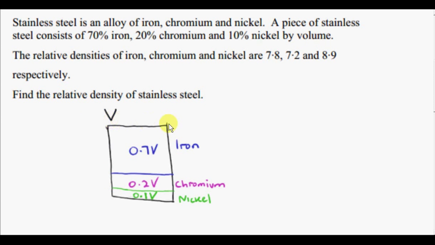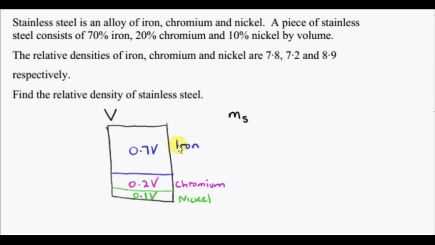Okay, let's suppose that we have our block of steel. Of course, the metals that make it up are mixed in through it, but we can just represent it like this. Let's suppose our block of steel has volume V, then iron is 70% by volume, so the volume of iron in this block will be 0.7 V. The volume of chromium will be 20% of V or 0.2 V, and the volume of nickel will be 10% of V or 0.1 V.